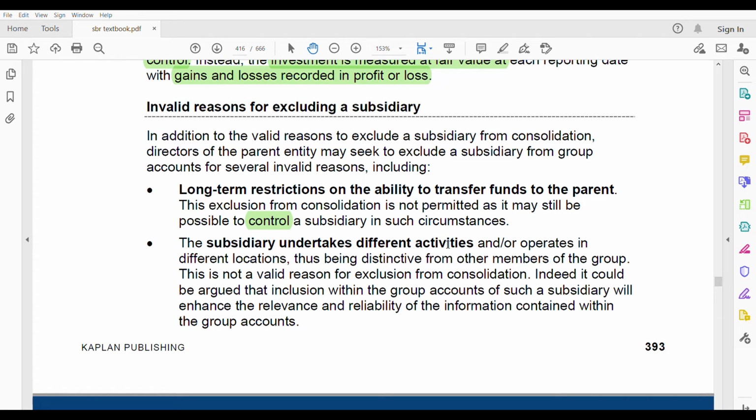Next, the subsidiary undertakes different activities. That means the subsidiary's activities are different compared to the parent, and it also operates in a different location. So it is considered very distinctive from the other members of the group. Still, this is not a valid reason. You need to consolidate, even if they are taking different activities in some different location compared to the parent.